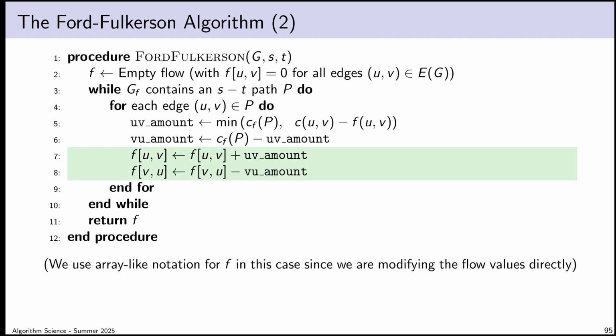I'm going to use array-like notation to refer to the flow itself because normally we define the flow as sort of a function, but because I'm modifying the flow values, it feels weird to write something like f of uv equals f of uv plus something. That just looks strange. So I'll use array-like notation because I'm probably storing the flow values in some kind of a table or associative map anyway.